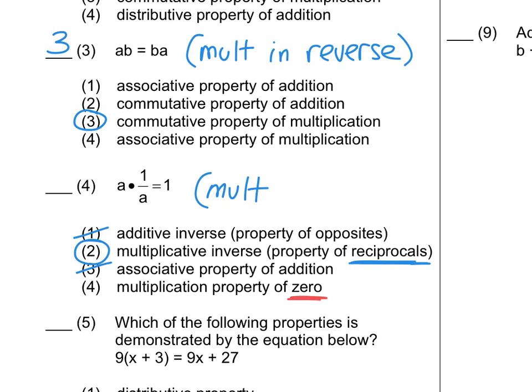In number 4, multiplication property of 0. Well, I don't see a 0 in there anywhere. So, well, it's not that. I suppose A could be equal to 0, but if you divide 1 by 0 on your calculator, you're going to have a problem. So you're actually multiplying opposites.